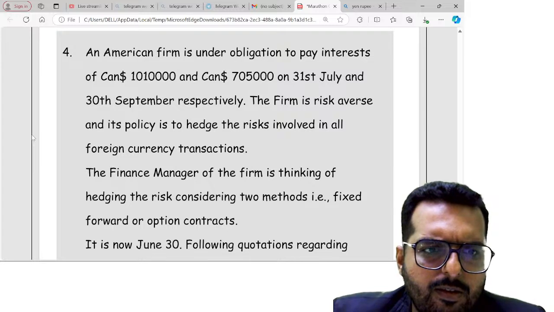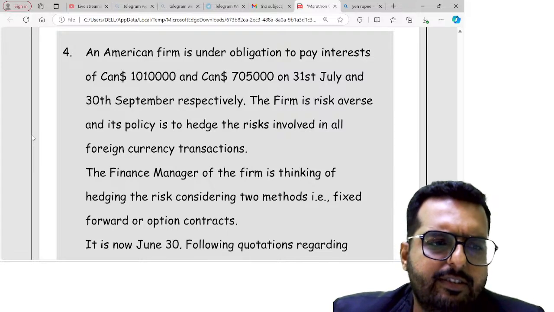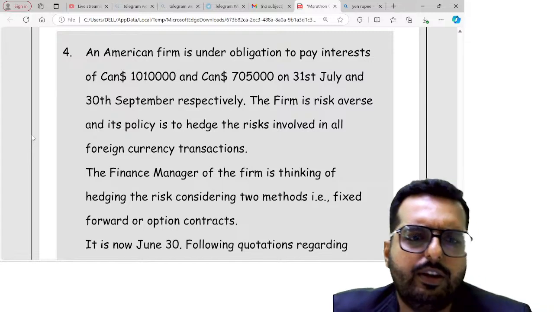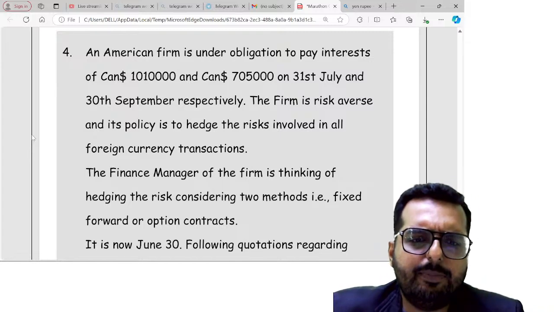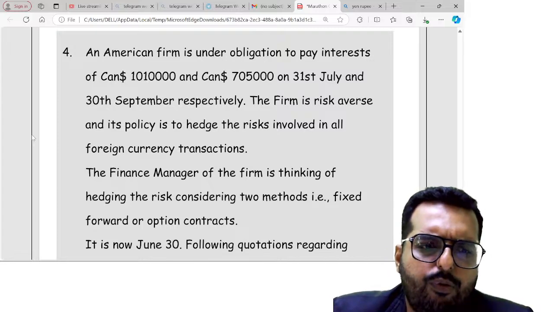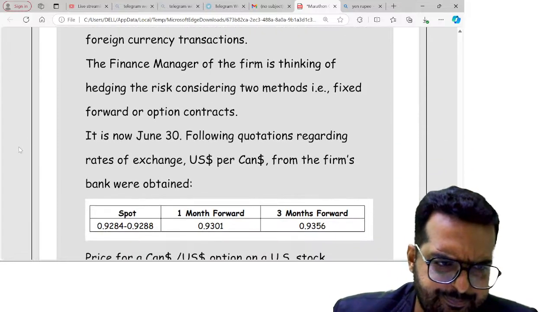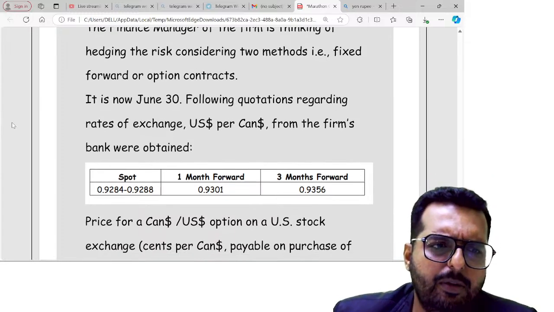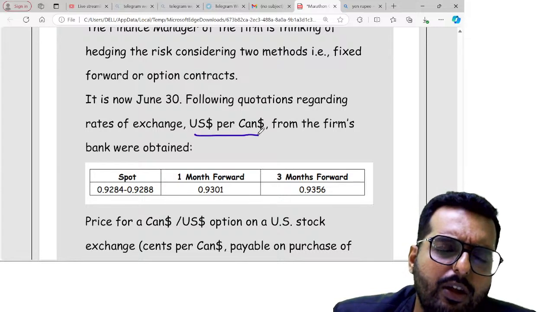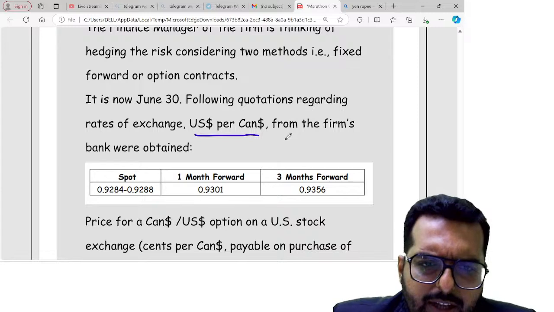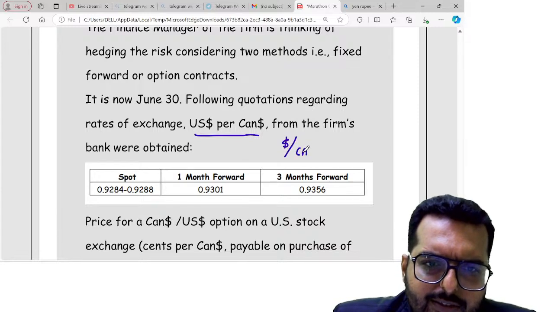Alright. Then a firm is risk averse and its policy is to hedge the risk involved in all the foreign currency transactions. The finance manager of the firm is thinking of hedging the risk considering two methods, either forward contract or option contracts. It is now June 30. Following quotations are available regarding the rates of US dollar per Canadian dollar from the firm. So what does it mean? It means it is dollar bar CAD.